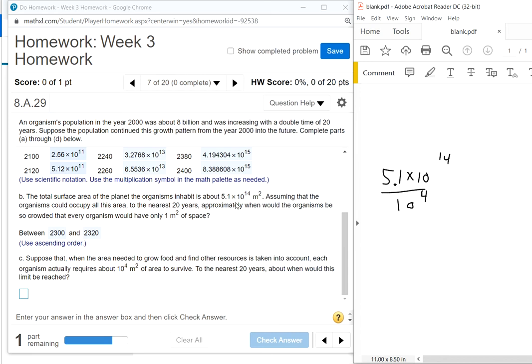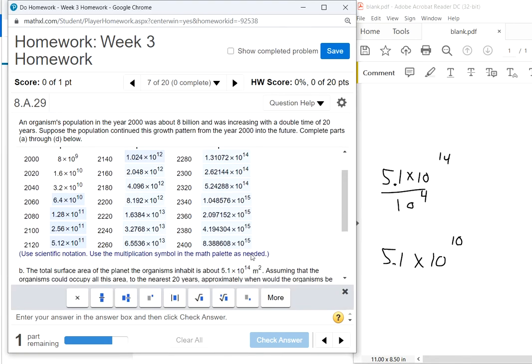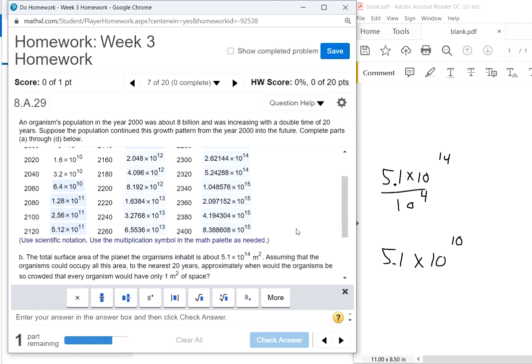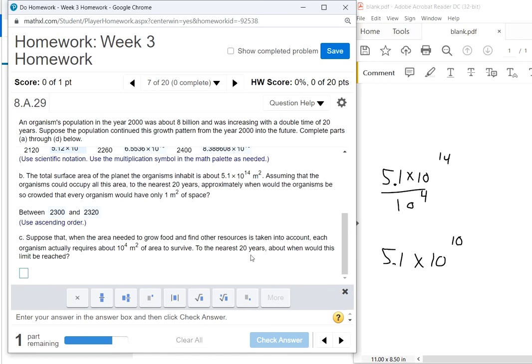In other words, take the total amount of area in your problem and divide it by the total amount of area required. And the nice thing is we don't have to do a lot of calculations because of our exponent rules. 10 to the 14th divided by 10 to the 4th. The powers subtract. So 14 minus 4 makes 10. So that's our new power. When would, in years, what time period would this be reached? 5.1 times 10 to the 10th. So 10 to the 10th is right here. It looks like it's closest to 2060. They want it to the nearest 20 years. So 2060 is the closest.